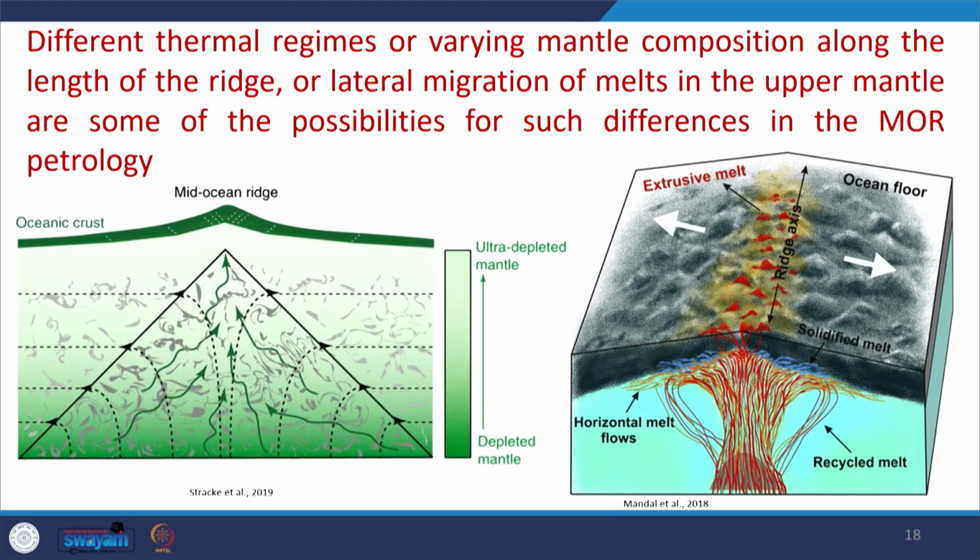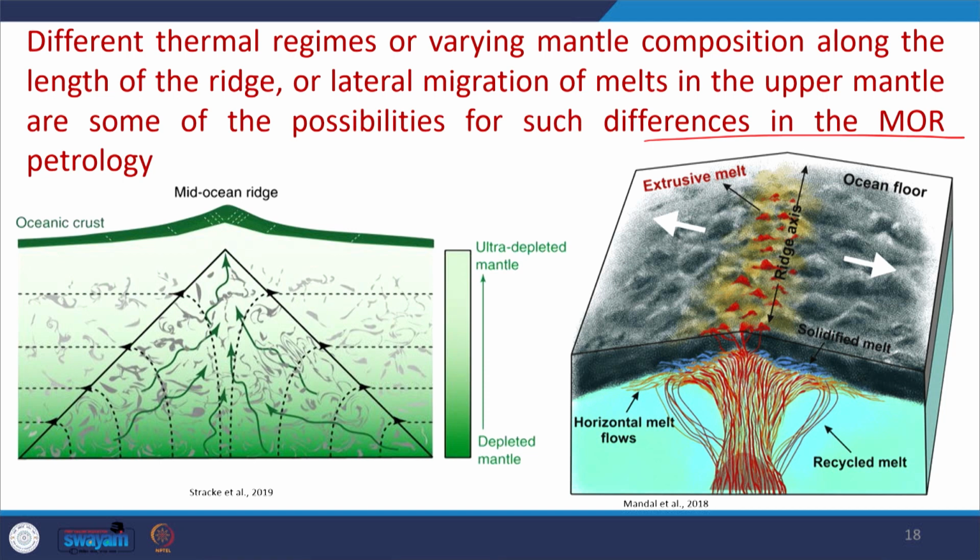Different thermal regimes, varying mantle composition along the length of the ridge, or the lateral migration of melts in the upper mantle are some of these possibilities, and that is where the difference in mid-oceanic ridge petrology comes from. So, this difference in mid-oceanic ridge basalt petrology is due to differential thermal regimes, varying mantle composition, the varying length of time spent at different levels of the magma chamber, and the different degrees of partial melting of the surrounding material. All of those define the magmatic composition arriving here at the mid-oceanic ridge.